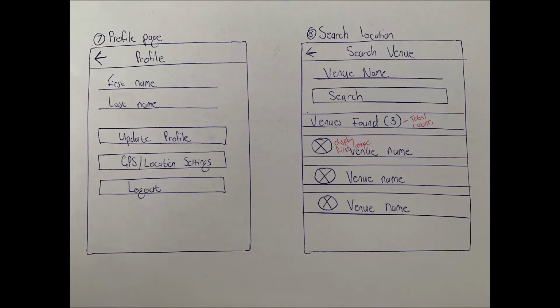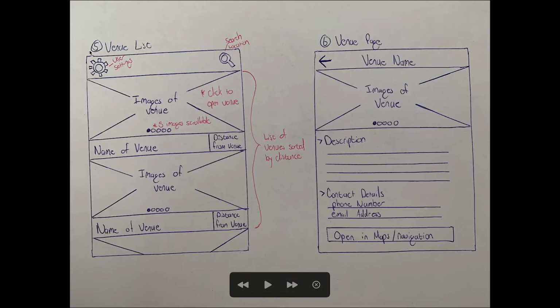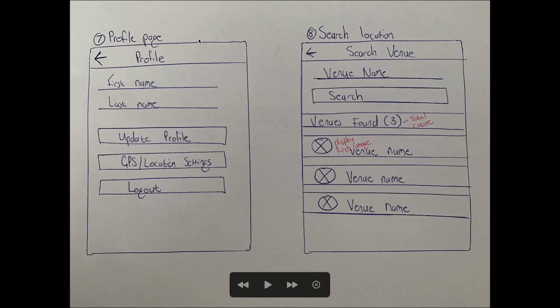And then just the final pages that we also need to design, which will be our profile page. So if you had to click these user settings over here, you'll be taken to this page. And over here, which is your profile, you'll be able to update your first name, update your last name. And if you make any changes, you can click the update profile button and that will apply or save your changes. If you want to change your GPS or location settings, or if you want to log out of the app.